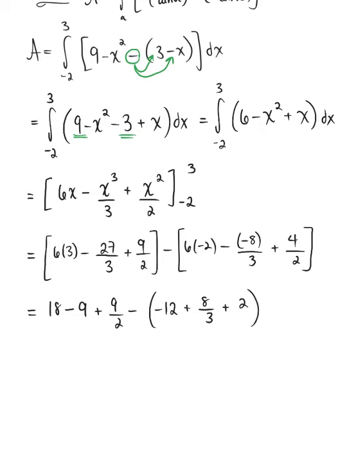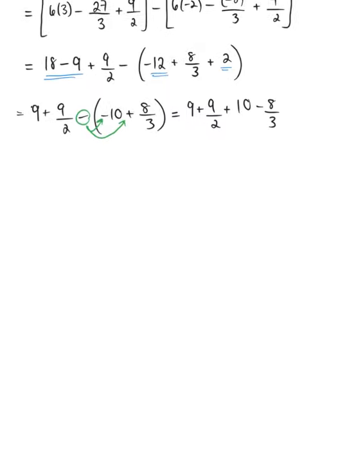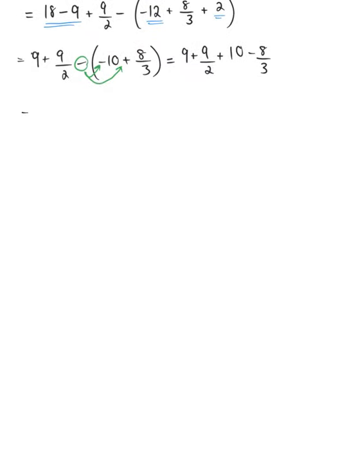And so before we distribute that negative, let's combine up our like terms here. So we have 18 minus 9 leaves us with 9 plus 9 halves. This will be minus negative 12 plus 2 is negative 10 plus 8 thirds. And now we'll take that negative and we'll distribute it through to both terms, which leaves us with 9 plus 9 halves plus 10 minus 8 thirds. And so 9 plus 10 gives us 19 plus 9 halves minus 8 thirds.